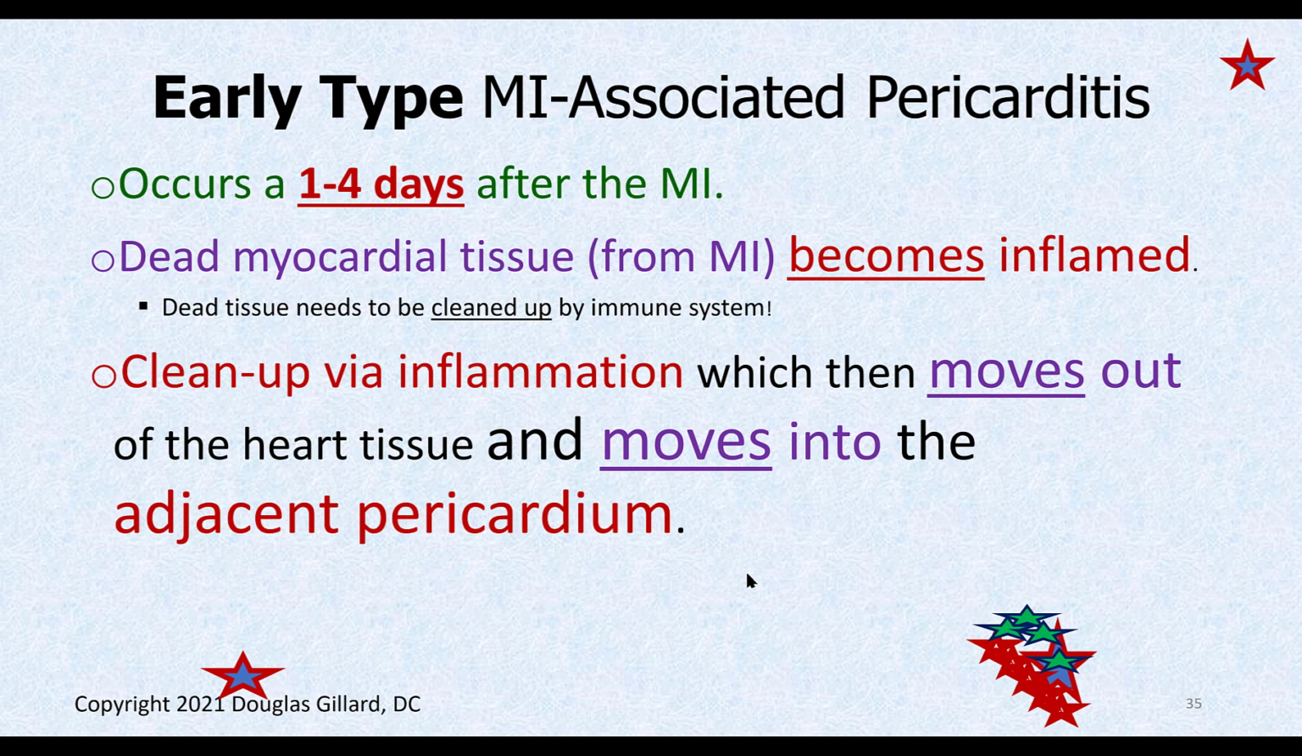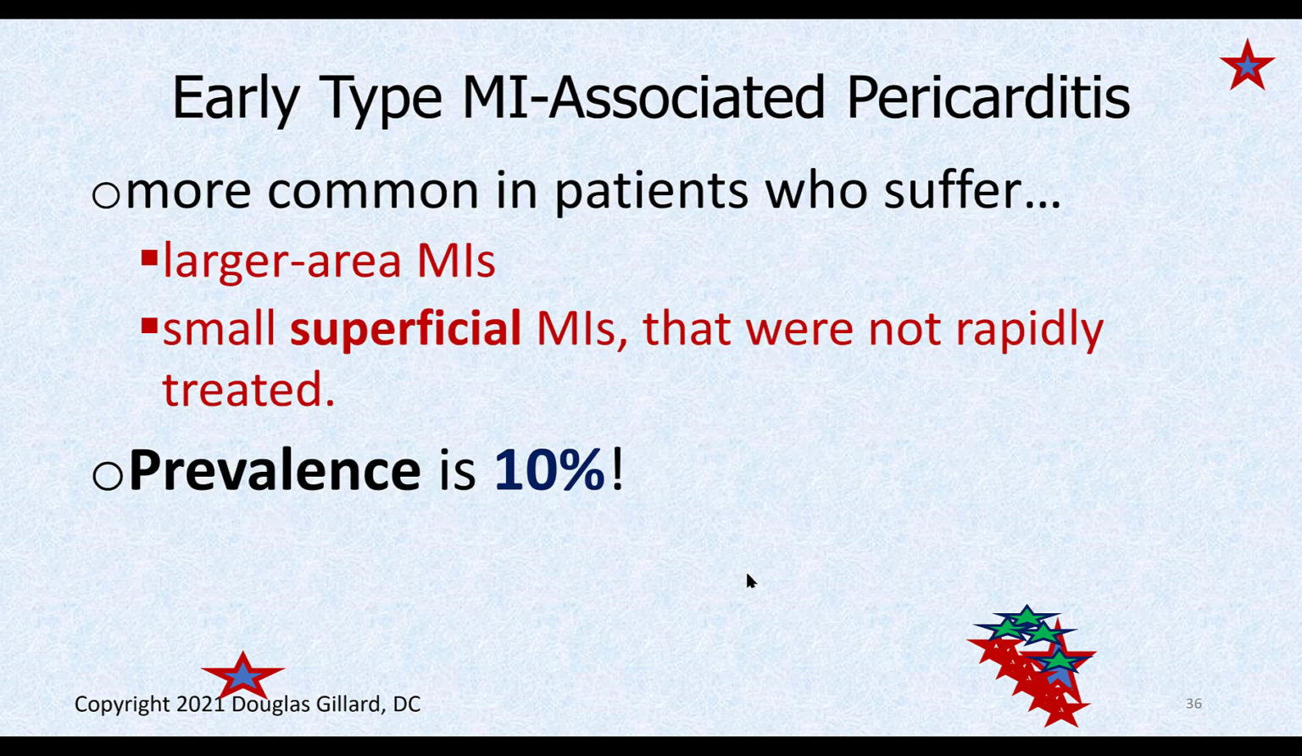Usually occurs 1 to 4 days after a myocardial infarction, and this is the one I just explained, especially a superficial or a pan myocardial infarction where the entire wall of the heart's been damaged. What happens is your heart dies, and your body mounts an inflammation against the dead tissue to clean it up, and the inflammation gets into the pericardium, and that's it. That's what it is. More common in the superficial myocardial infarctions and very large area myocardial infarctions.